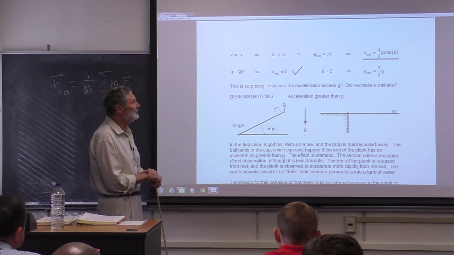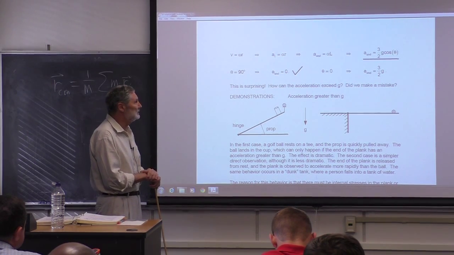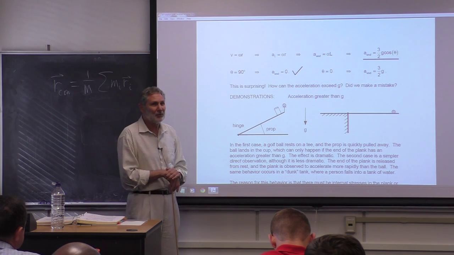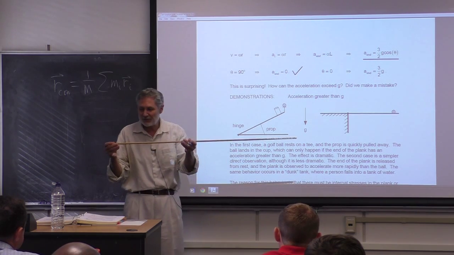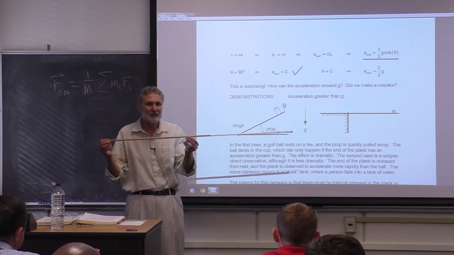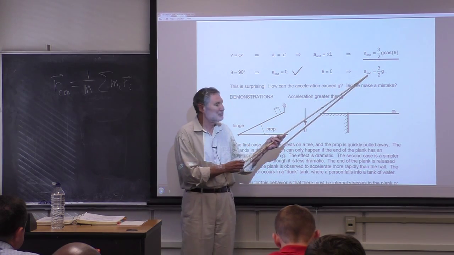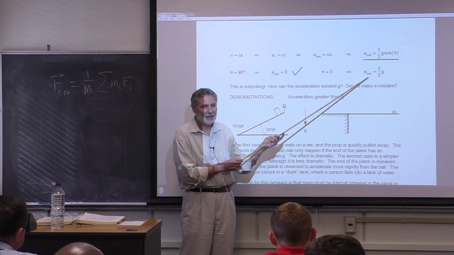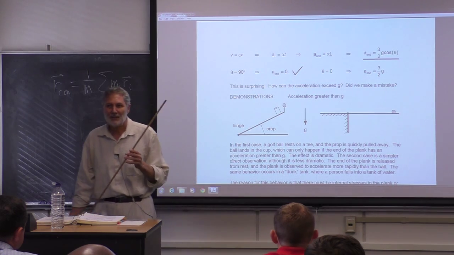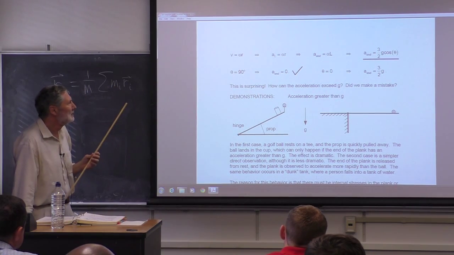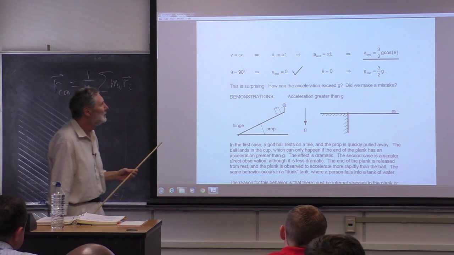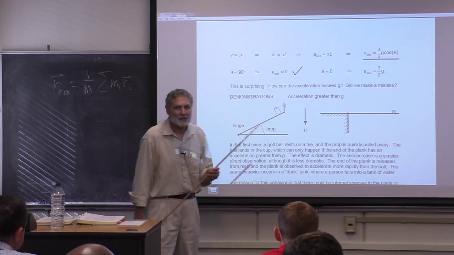So again, at theta equal to 90 degrees, it's 0. That's a check on our solution. And the big surprise here is, what is the acceleration when theta is equal to 0? Does that bother anybody? It's greater than g. How can this be greater than g? Is there a mistake? There's no mistake.